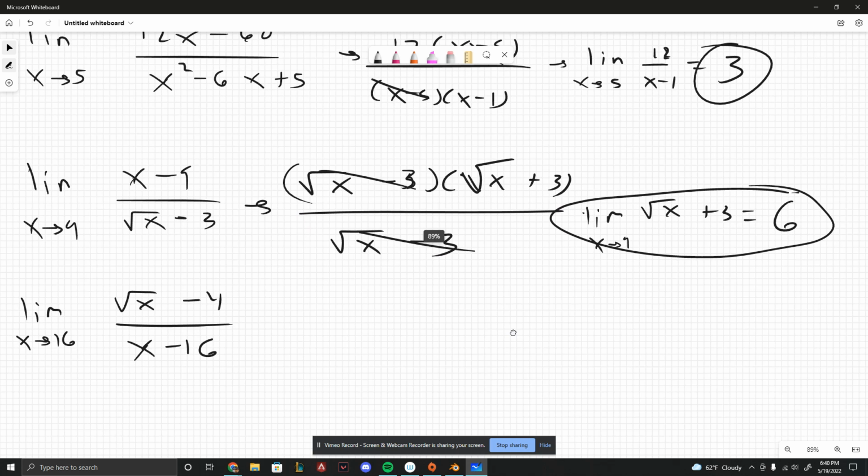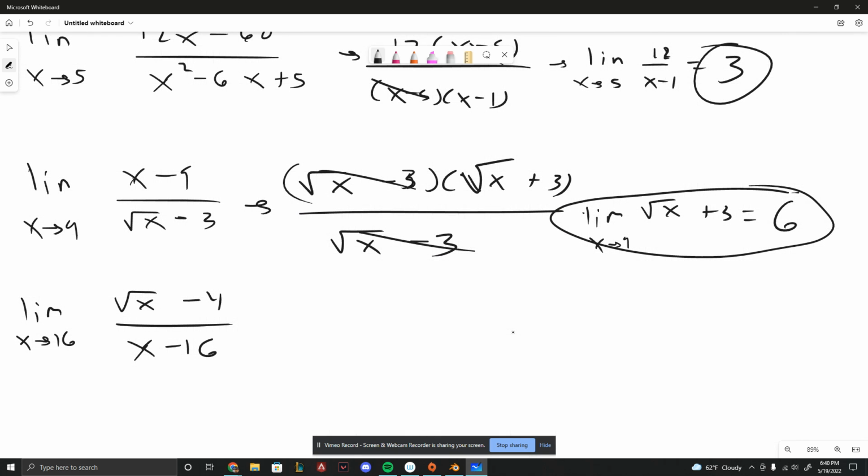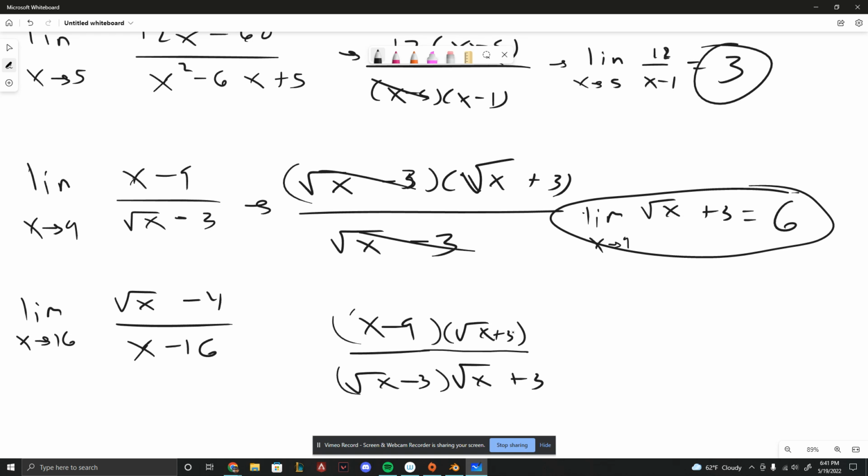Let me show you a second way underneath here, and that's with rationalizing. So I would do x minus 9 over root x minus 3. I'm not going to write the limit part. We multiply everything by the conjugate, so root x plus 3 over root x plus 3. I'm not going to multiply the top out. I'm just going to multiply the bottom out. So that'll be x minus 9. Root x plus 3 all over x minus 9, which coincidentally is this.